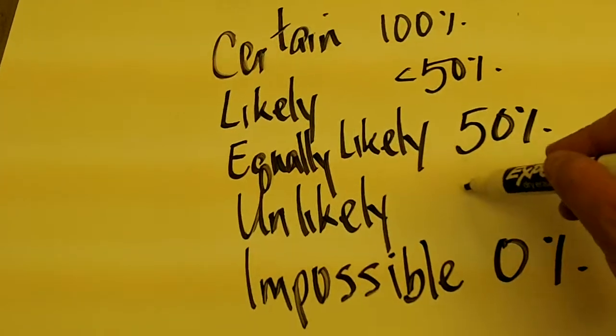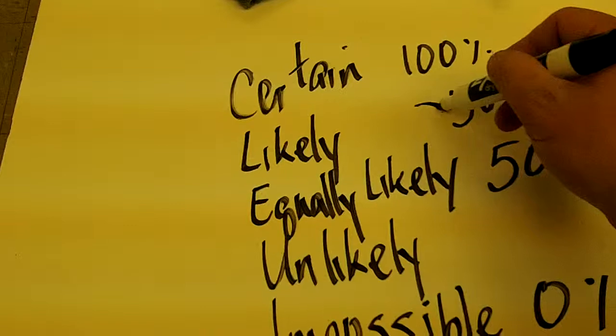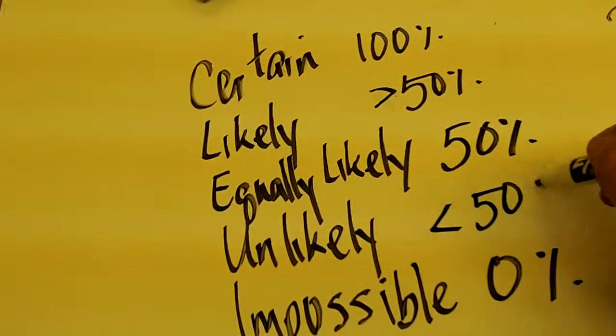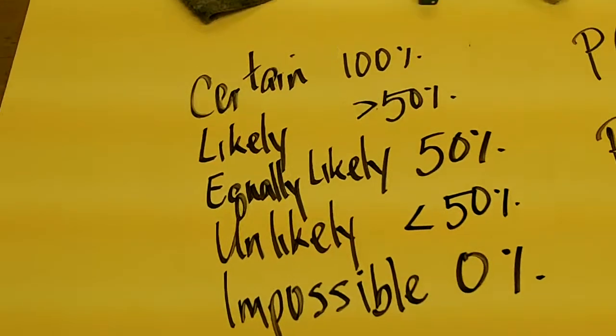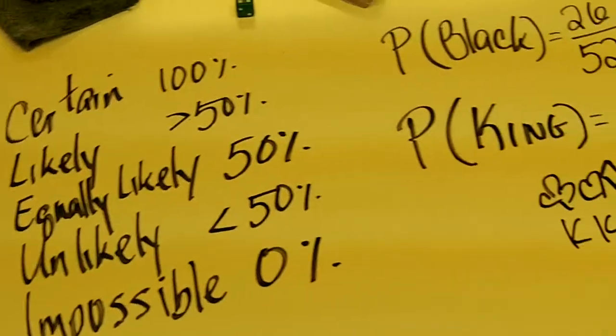And we know that unlikely is, oh, excuse me, I wrote that wrong. Don't tell anybody, we'll fix it. Nobody will know. And unlikely is less than 50%. So we can use some of these terms to describe some of our probability ratios to the right. So let's take a look.